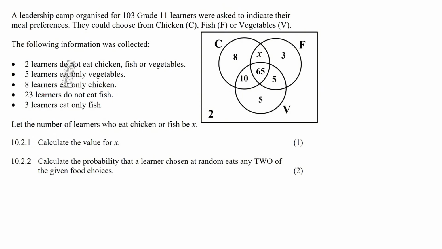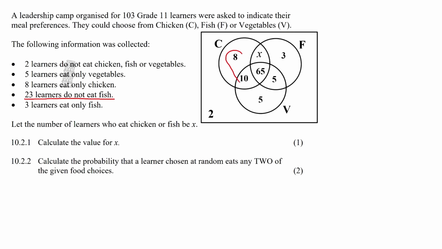Okay, now, not all of these values can be used immediately. So let's see here. 2 learners do not eat chicken, fish, or vegetables. Okay, so they're just on a water diet apparently. There the 2 learners are, they don't eat any of that food. And then 5 learners eat only vegetables. There they are, only vegetables. 8 learners eat only chicken. Okay, why are they showing us the values already on the diagram? This is awkward. 23 learners do not eat fish. Okay, that's interesting. You can't put that anywhere on the diagram yet. 23 learners do not eat fish.